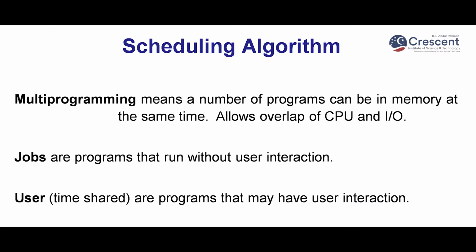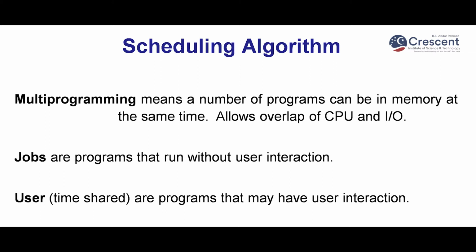Before going into scheduling algorithms, you must know about these terms: multiprogramming, job, user, process, CPU and IO burst cycle, and preemptive scheduling. Let me explain them one by one. Multiprogramming means a number of programs can be in memory at the same time, and it allows overlapping of CPU and IO time. Next comes the job. Jobs are programs that run without user interaction.